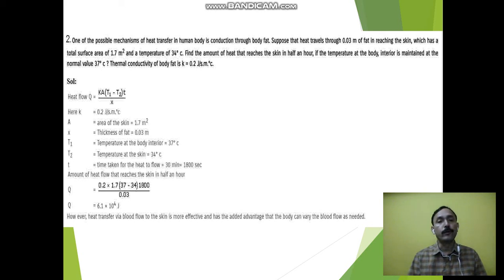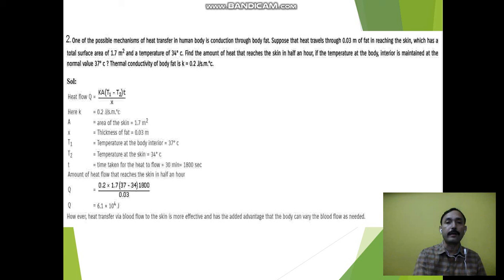The formula of heat flow is Q is equal to K A (T1 minus T2) t by X. Here K is supplied, 0.2 joule per second meter degree centigrade. A is also supplied. A, the total surface area, is 1.7 meter square. T1 minus T2: the body temperature is 37 degrees centigrade and the skin is 34 degrees centigrade. So this becomes 3 degrees centigrade.